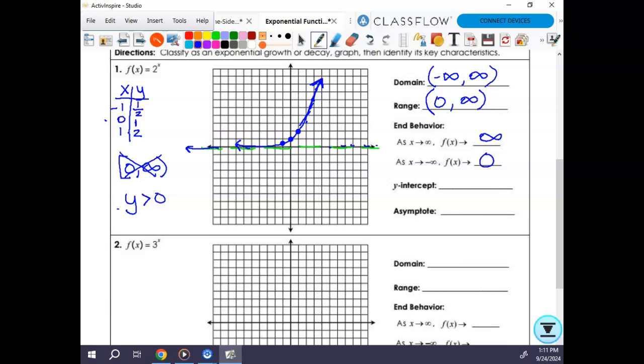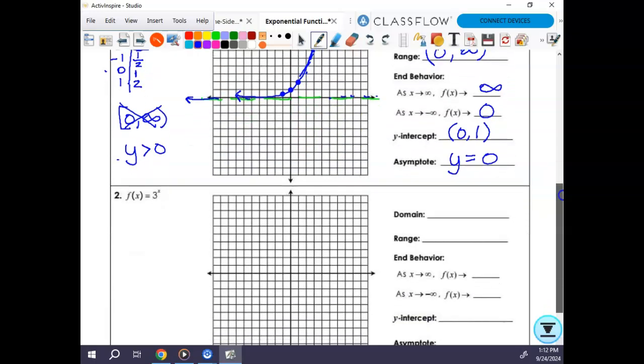Your y-intercept, we don't want to guess off a graph that we sketched, but we actually plotted a point, right? So do we have that? What is it? 0, 1? Asymptotes are lines, so they need to be written as equations of lines. This is horizontal, so it's y equals what? 0. We good on that? All right.